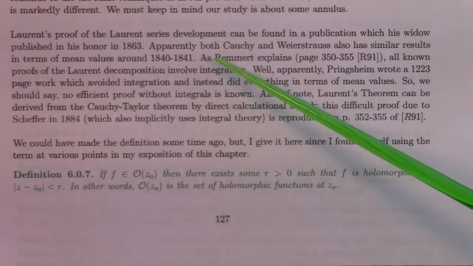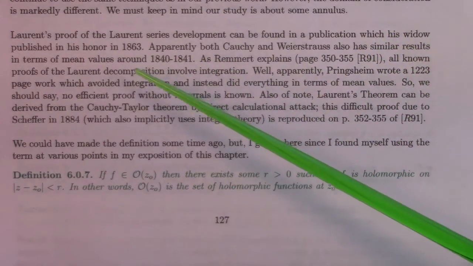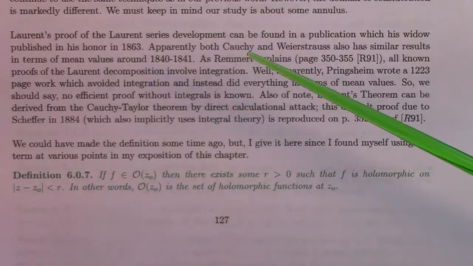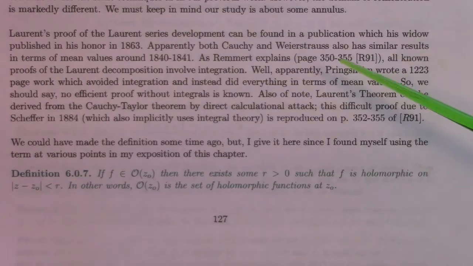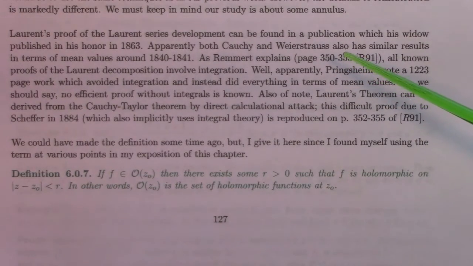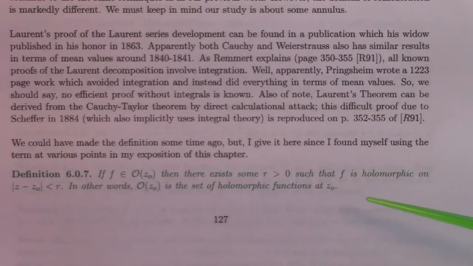actually on Laurent series development, is found in a publication by his widow, published in his honor, 1863. But as the years went on in the 19th century, I think everybody became aware of this. There's more on the history, as usual, in Remmert. I would encourage you to read there if you're interested.